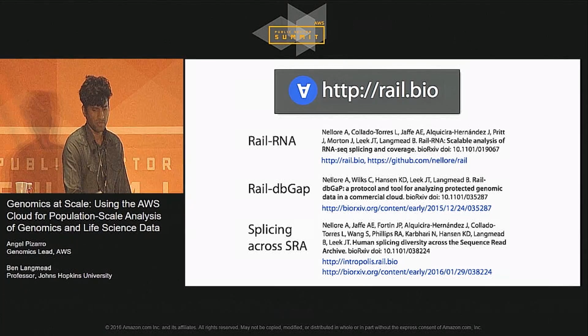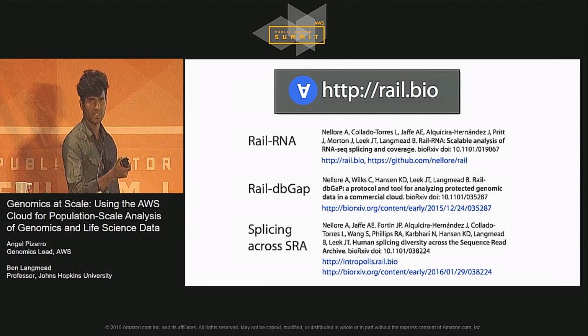RailRNA, rail.bio. You can read our Rail-dbGaP paper, which was accepted and published in Bioinformatics. And Human splicing diversity across the Sequence Read Archive is our analysis of splicing across the 50,000 samples we analyzed in February. You can find a link to the paper at intropolis.rail.bio. Thanks a lot. I'm going to hand it back to Angel now.